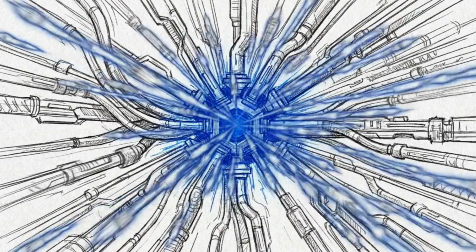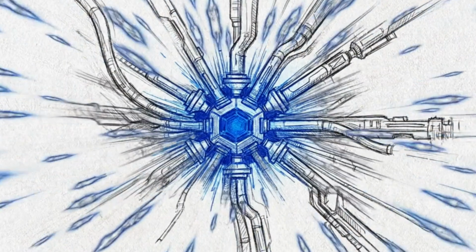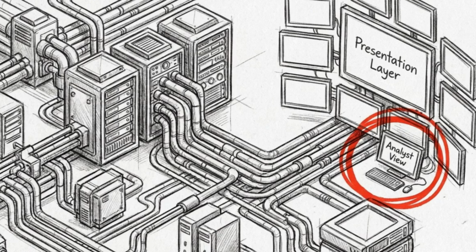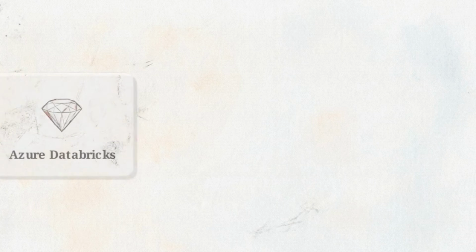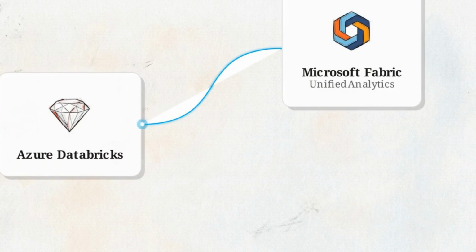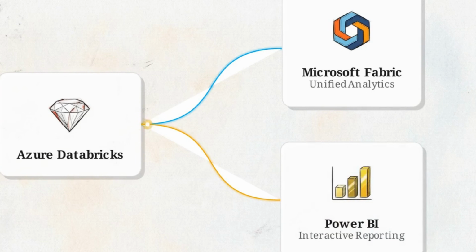Azure Databricks can process massive amounts of data at scale, but raw data sitting in a data lake doesn't drive business decisions. To extract actual value, you have to connect that processed data to presentation layers where analysts can see it. To bridge that gap, Microsoft built multiple integration pathways. You can connect Databricks to Microsoft Fabric for unified analytics, or link it straight to Power BI for interactive reporting.